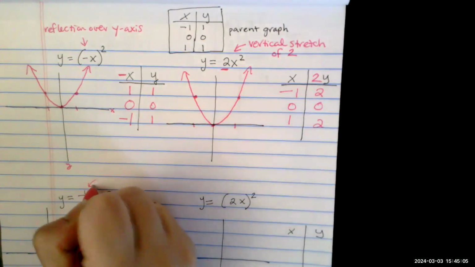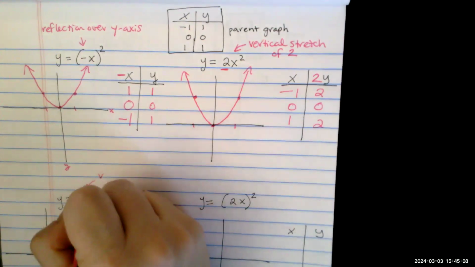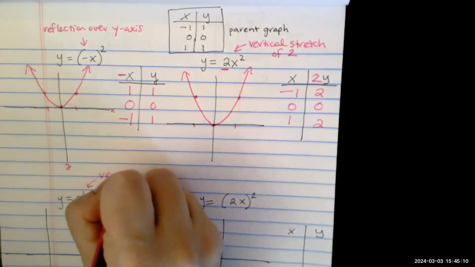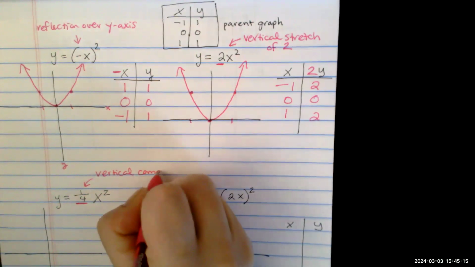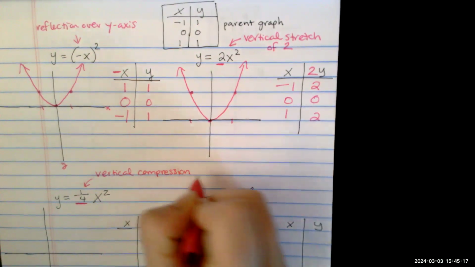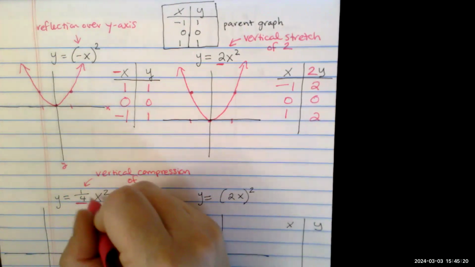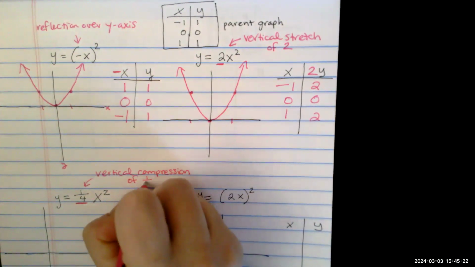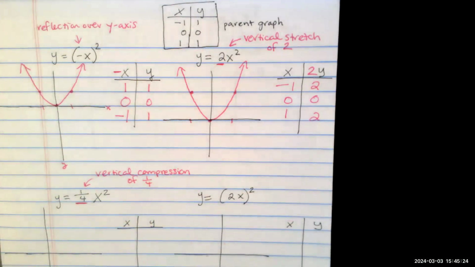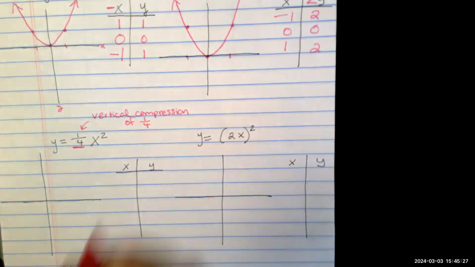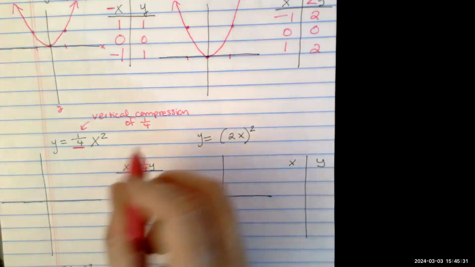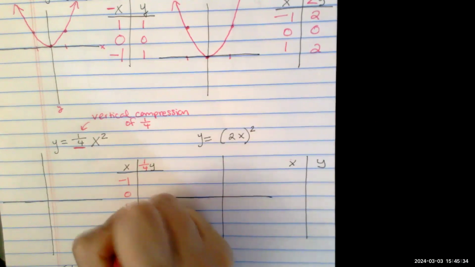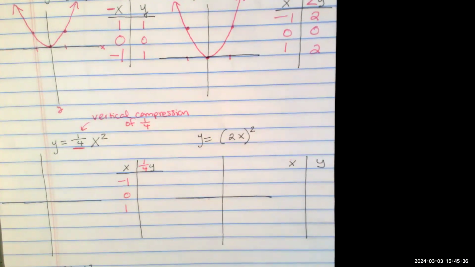So what if it is a number less than 1? It's outside, so it's still called a vertical. But since it's a smaller number, it's a vertical compression. And again, since we're dealing with the vertical stuff, it's exactly as it seems. So it's a vertical compression of 1/4. And what I do to my chart is exactly what it says. So x's stay the same again. Y's need to be multiplied by 1/4.